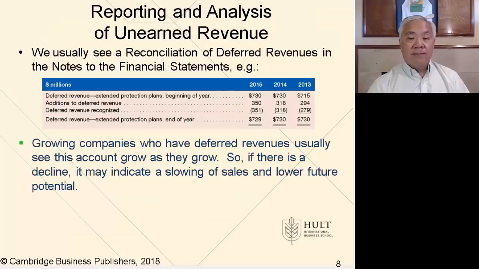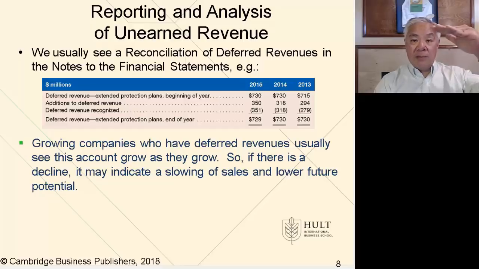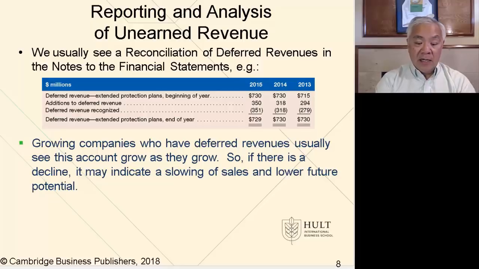Next, we're going to look at unearned revenue from the standpoint of reporting. So we see it in the liability section, and in the notes to the financial statement, they provide what's called a reconciliation. And reconciliation, again, means you start with a number, you end with a number, and tell me how it got from there to there. In this case, we had a beginning balance, and then we added to deferred revenue because people gave us money in advance. And then we had recognized revenue because we delivered the product or service to the customer. And then that ends up with the ending balance.